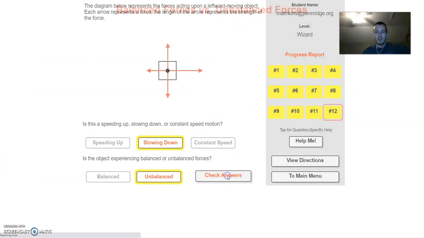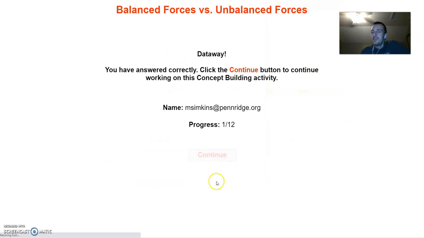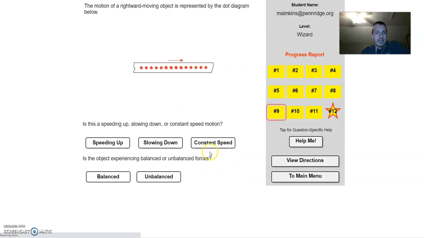I can tell that just by looking at the picture. So data wet, feeling great, feeling really super validated right now. All right, this one right away.